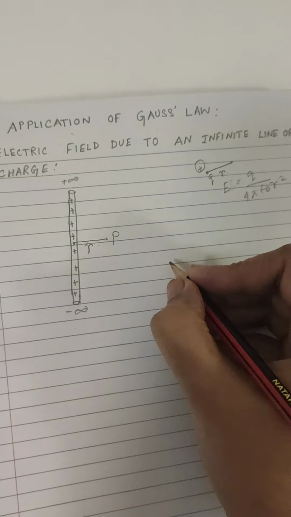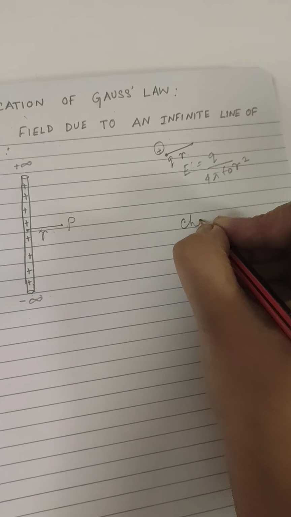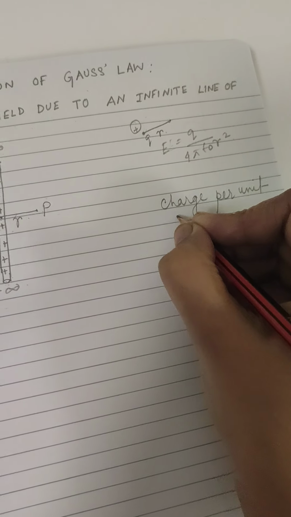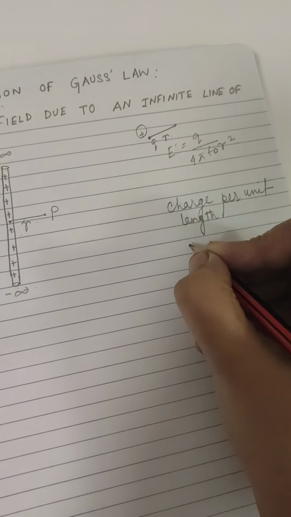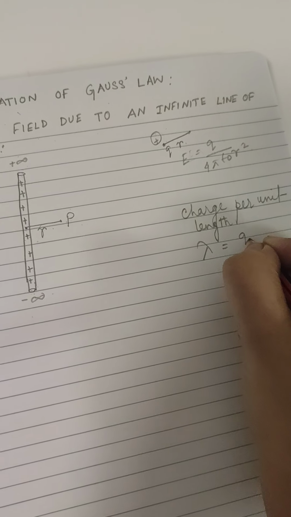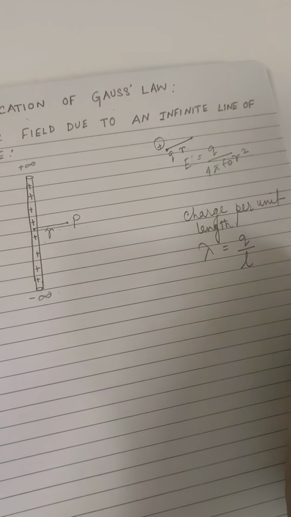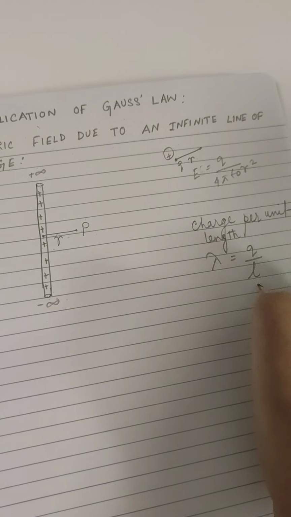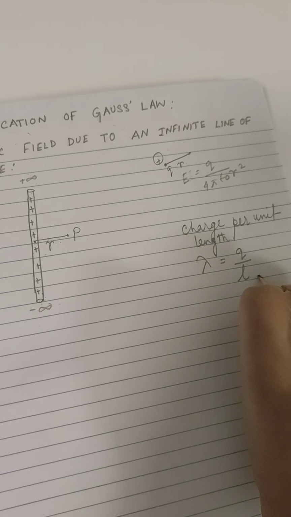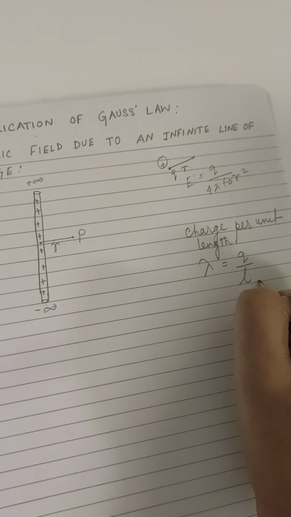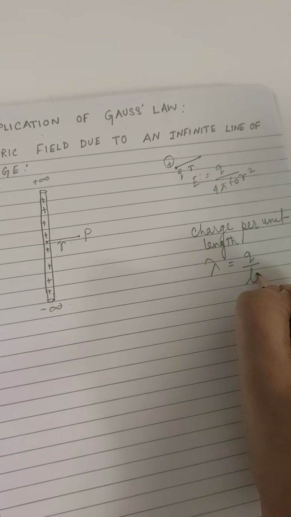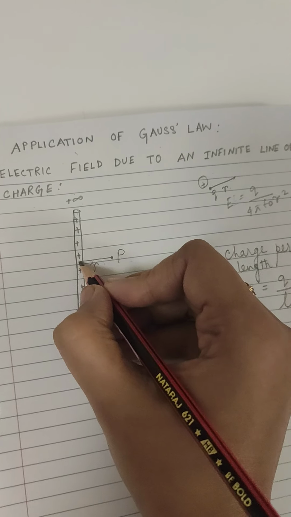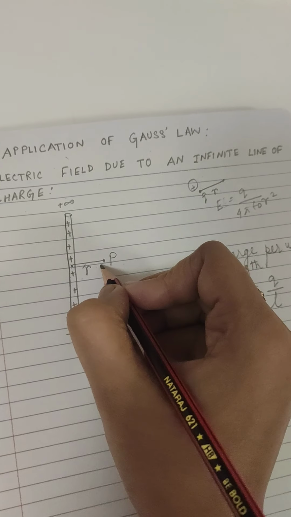So what we can do is we can find charge per unit length of the wire. We denote it with lambda, and that is given by Q by L. What is L? We will get to know that it is the length of a Gaussian surface. We will draw a Gaussian surface, and we will take its length to be equal to L. So for calculating the electric field intensity at a distance r from it, we have to draw a Gaussian surface.